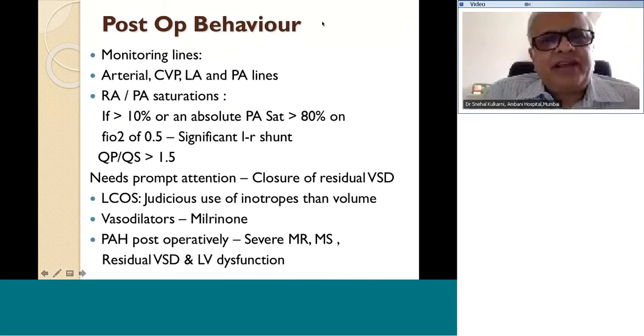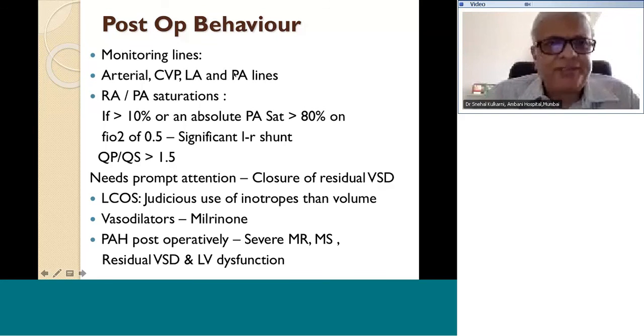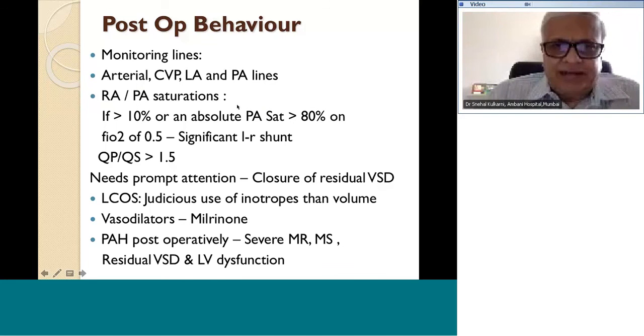I think all of you will be encountering the postoperative behavior of AV septal defects. The monitoring lines which we usually put are an arterial line, central venous line, left atrial line, and pulmonary arterial line. That's what we practice. Not necessarily all units will be doing this, but this is what we practice at our place. We frequently monitor right atrial and pulmonary arterial saturations to determine any residual left to right shunt lesions.